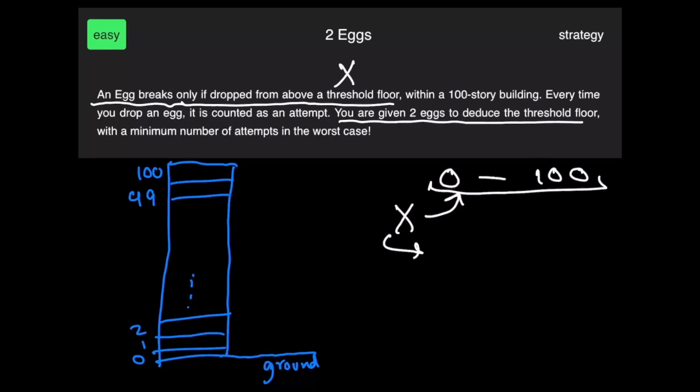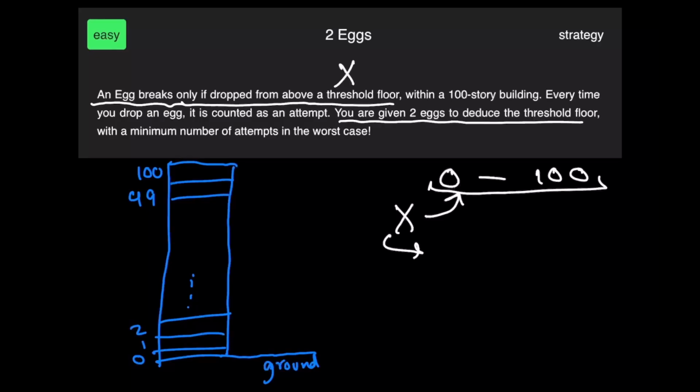That means that we can only break two eggs. Once we break both of the eggs that we've been given, we don't have any more eggs to test out which floor is actually the threshold floor. Now we have to devise an algorithm to find the threshold floor x in the minimum number of attempts in the worst case. Now what does an attempt mean?